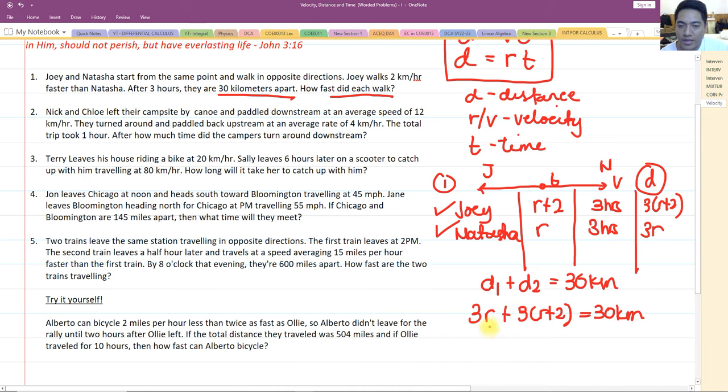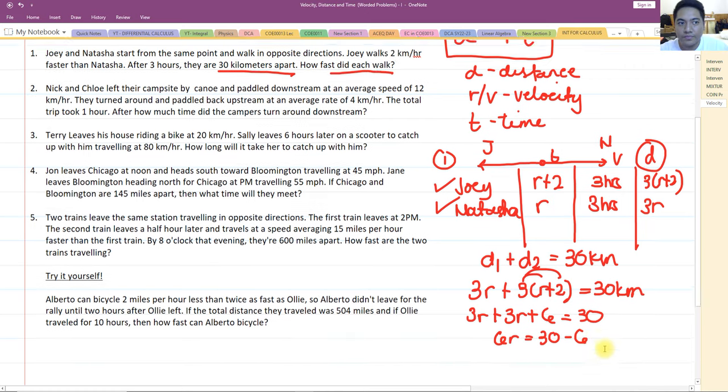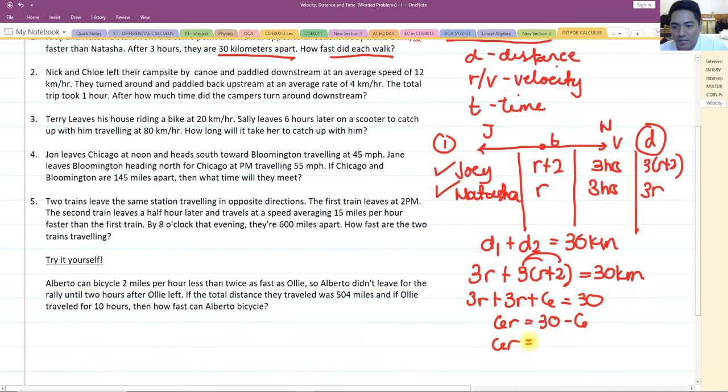Here we have already reduced this into one variable, r, that is the rate of Natasha. Once we get the r, we just add 2, and that's the rate of Joey. So we distribute: 3r plus 6, plus 3r, equals 30. Combining like terms, you have 6r equals 30 minus 6, so 6r equals 24. Divide both sides by 6, and r is 4.